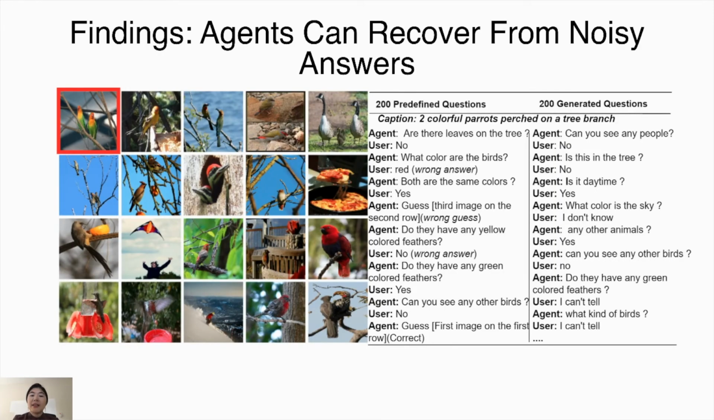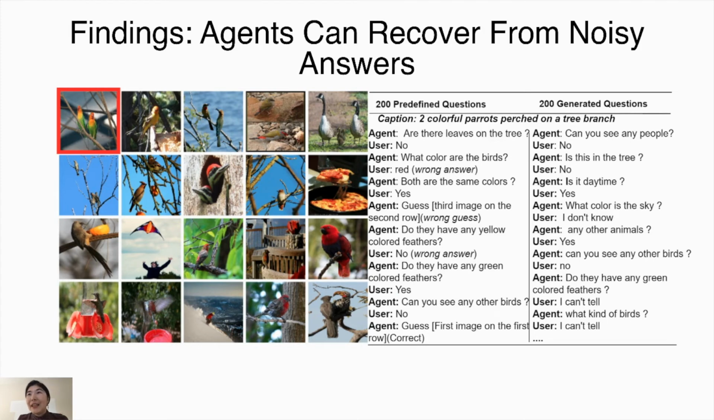So here is an example. On the left, you have these different images, and the one on the top left is the target image that the answer bot has. The agent is going to select among questions that were previously human written, which come from the visual dialogue. So it is going to first pick the question, are there leaves on the tree? And the user, which is an answer bot, is going to say no. What color are the birds? The answer was red, which is actually a wrong answer because there are other colors, right?